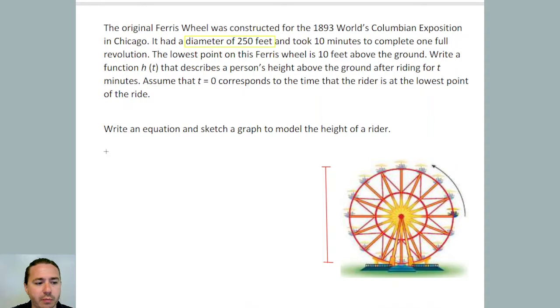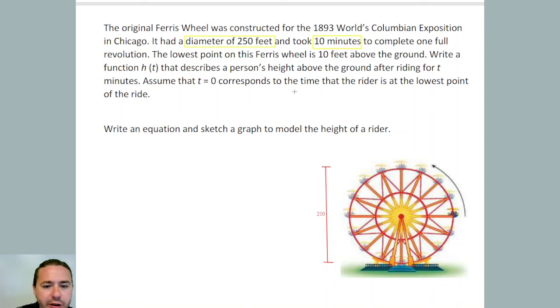This is going to be an important part of this kind of problem, understanding that the wheel is not sitting on the ground. There's usually going to be a few feet down here that's going to give you essentially a vertical shift. Anyway, it took 10 minutes to complete one full revolution. Hopefully you know what that is going to represent. 10 minutes is going to be our period.